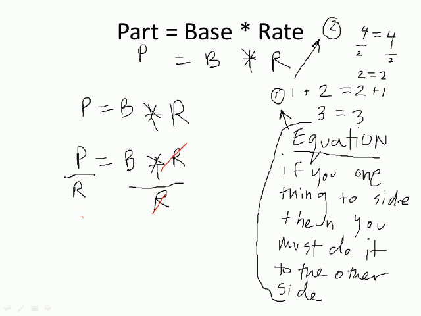That means what's left on this side is just a B. And what's left on this side? P divided by R. And that's our formula. So our formula that we're going to use in this video, every time we're solving for base, is to take the part and divide by the rate.